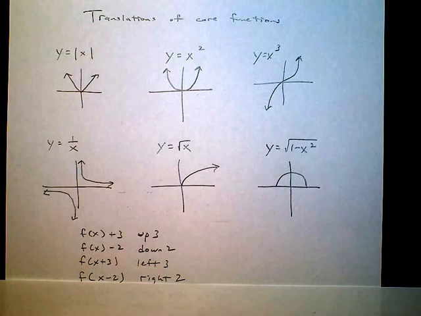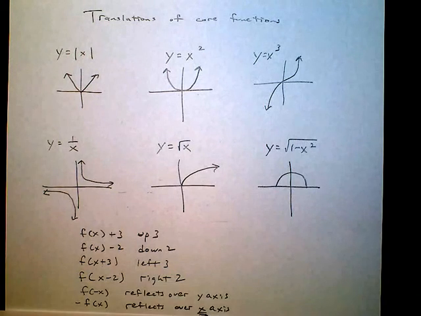And the multiplication, those are where we flip the graph or reflect it. If we multiply by -1 internally, it's going to reflect over the y-axis. -1 externally, it's going to reflect over the x-axis.